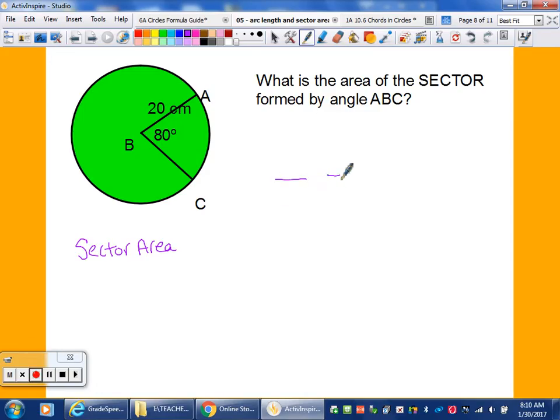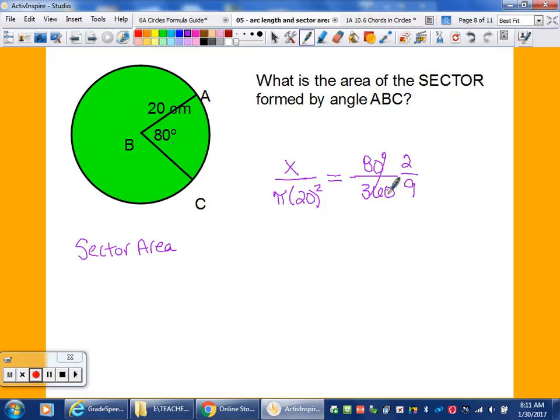So if they want the sector area of angle ABC, I simply know that's my x. I know 360 is on the other side of my proportion. I know my measure is 80 degrees. Then pi times, what's my radius? 20 squared. Okay? And 80 over 360 goes down to 2 over 9. That makes this a whole lot easier.